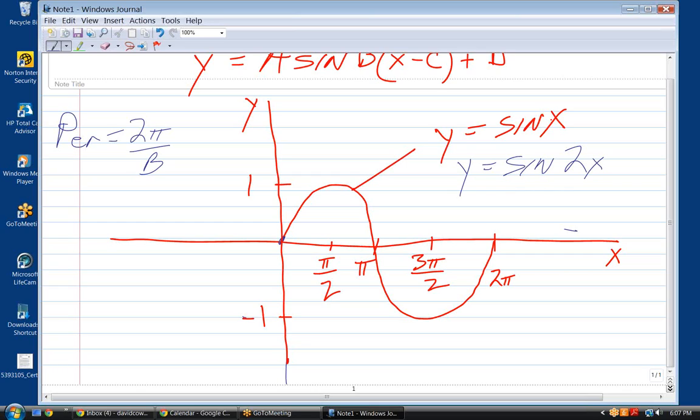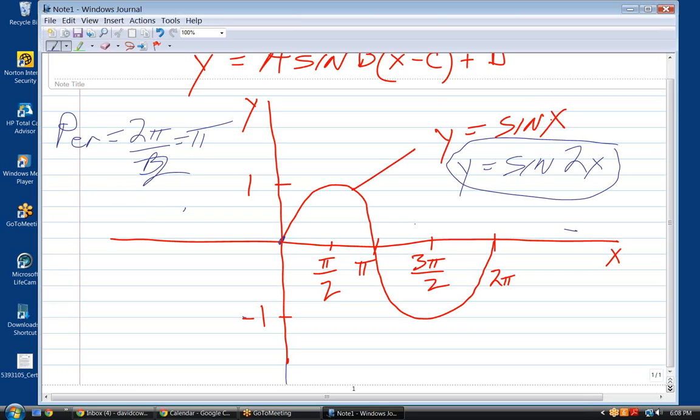Half of b. Well, if I substitute 2 for b, I got just pi. Right? In other words, over here, my b is 2. Well, that affects the period, and that's the first thing you need to figure out when you know what b is: what the period of the new function is going to be. Well, the period is 2 pi over b, so 2 pi over 2 equals pi.